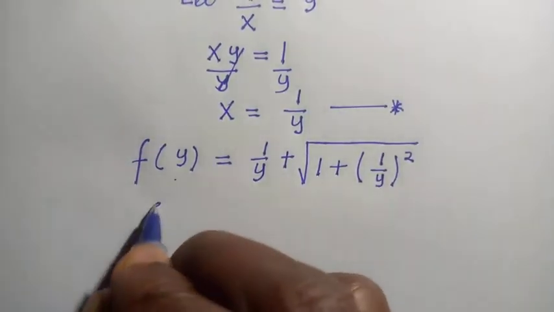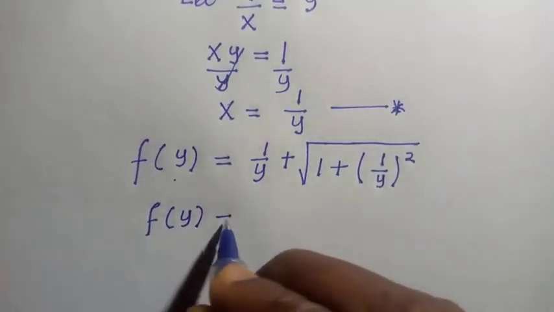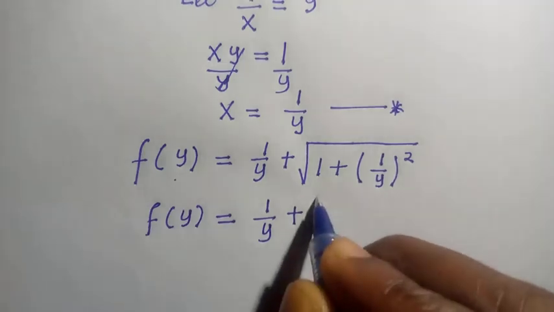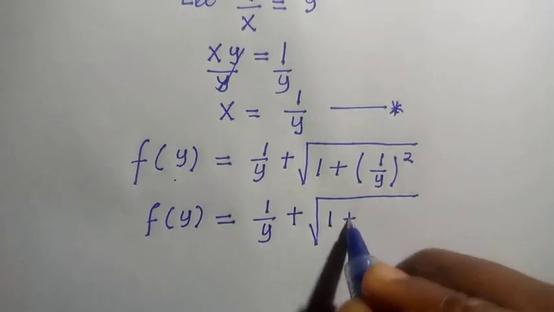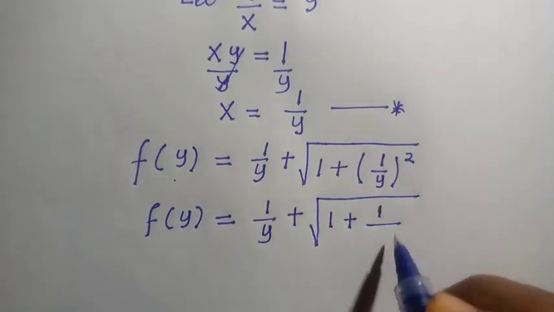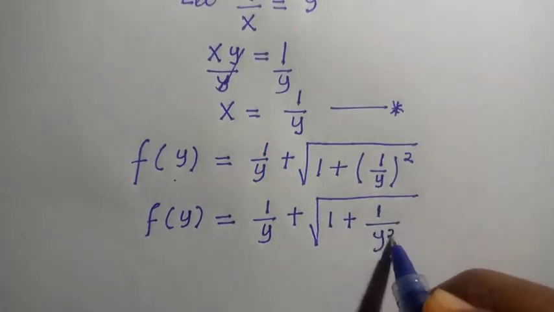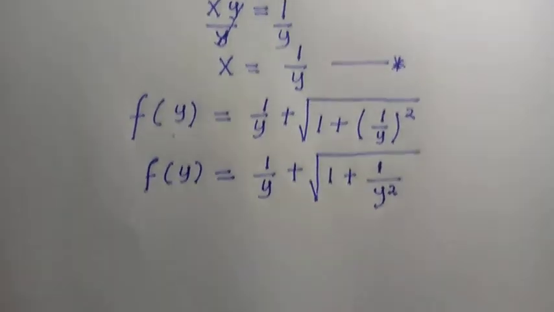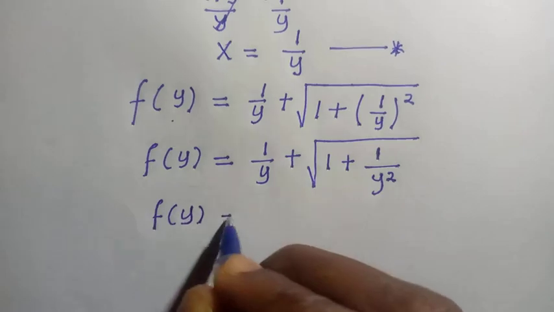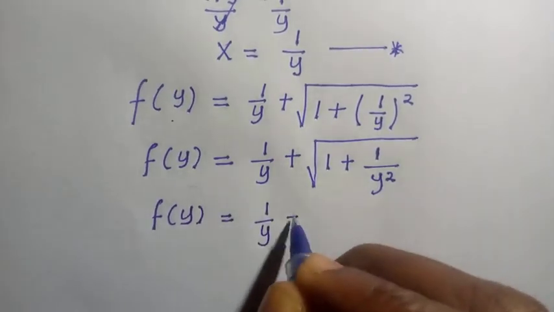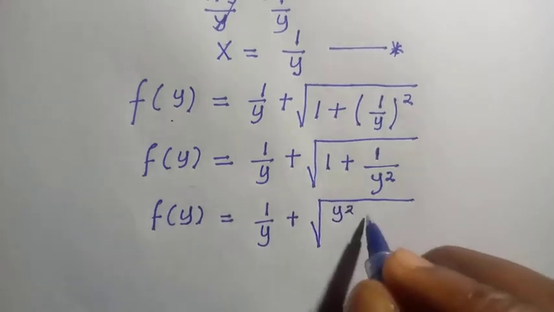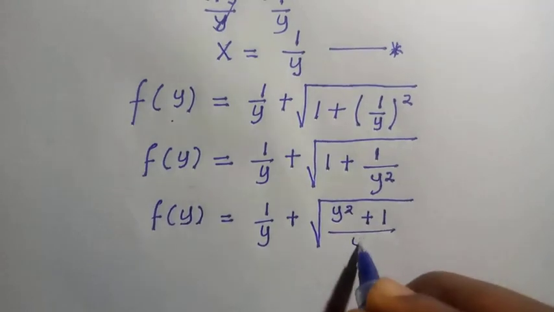So having this, we continue by writing f of y equals 1 divided by y plus, so here we write it as the square root of 1 plus, so here by rule of indices, we're going to have 1 square, and 1 square is 1 divided by also y square, as both of them share that square. So here we find the LCM for us to have f of y here equals 1 divided by y plus the square root of, so when y square multiply 1, we have y square plus 1 divided by y square.